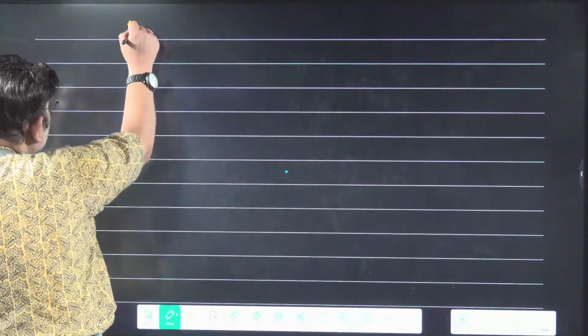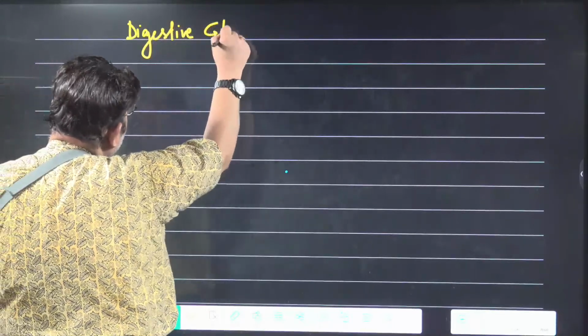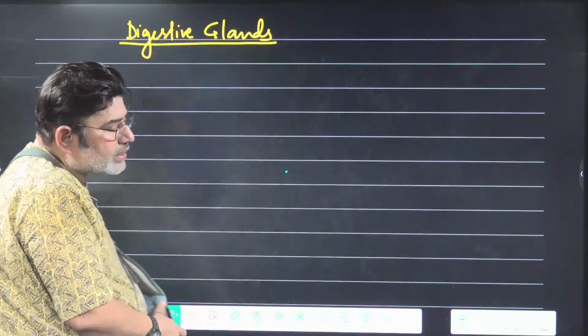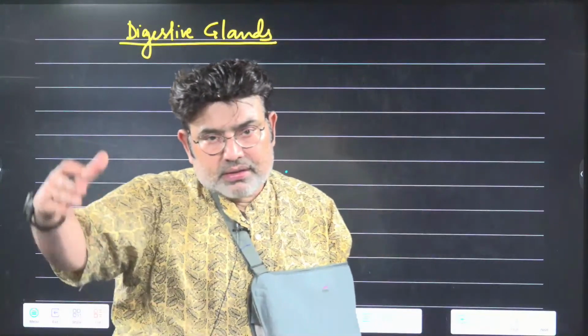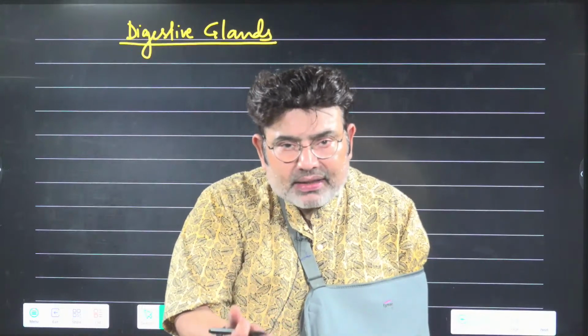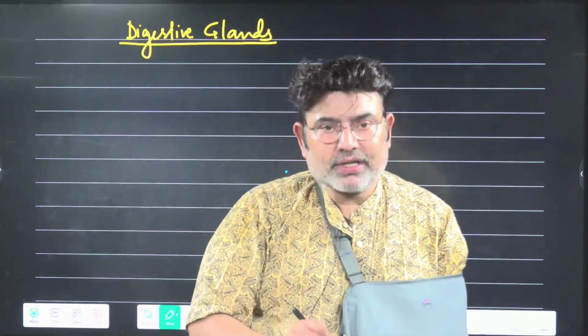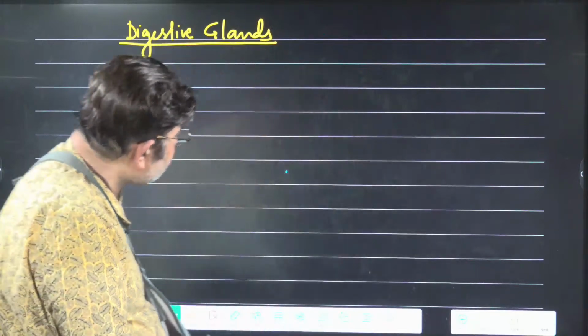We have to start with the digestive glands. Believe me, I will give it in a very schematic way. The sequence is really easily understandable without any hodgepodge. So my suggestion to you, please note down as much as you can. Please note down the class.